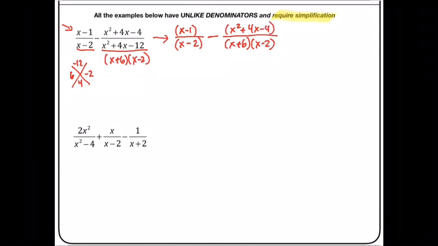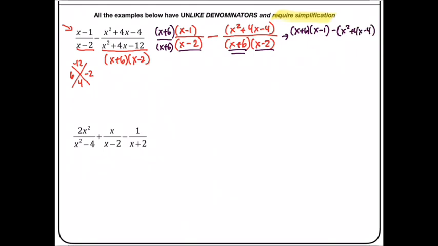Okay, so to do this out, and I'm going to move this little arrow sign here, just give me some more room, I have an x minus 2 for each one of those guys. So it looks like I need an x plus 6 to the top and the bottom here to create that like denominators. So now I got quite a bit of work to do. So I have x plus 6 times x minus 1 minus x squared plus 4x minus 4, all over this x plus 6, x minus 2.